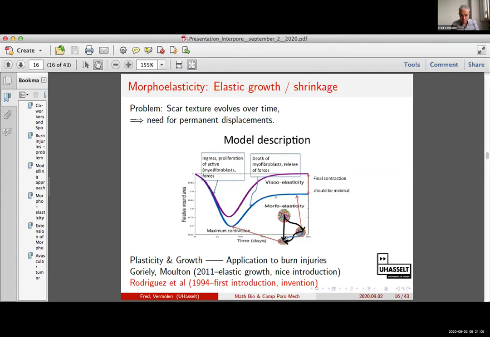And there is also another plasticity approach that we are using, but I'm not going to talk about this right now. Morpho-elasticity was developed for the first time by Rodriguez et al. back in 1994, and has been used by Goriely and Moulton back in 2011 in order to simulate elastic growth. And the paper by Goriely and Moulton gives a very nice introduction to the subject. Plasticity and growth have been modeled by us in the application of burn injuries.